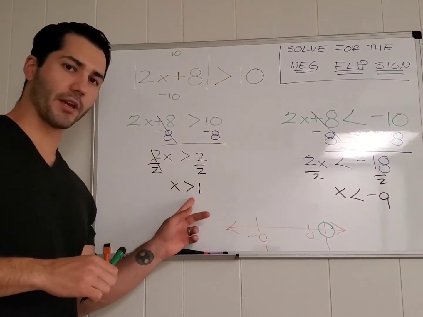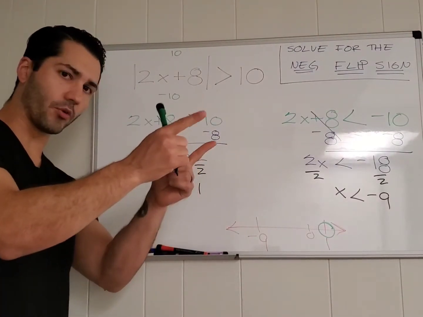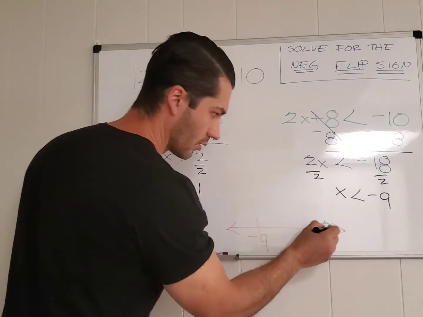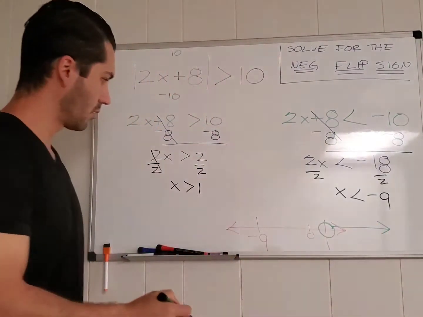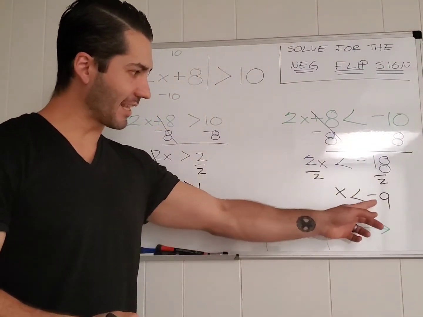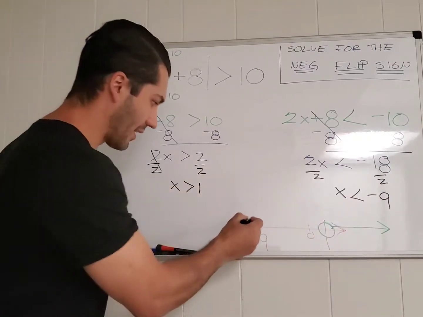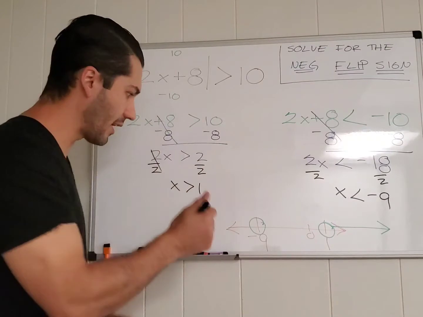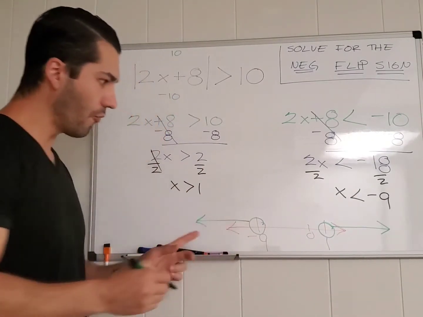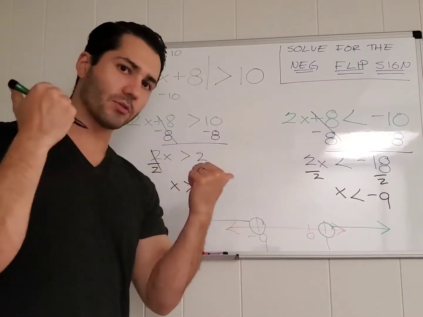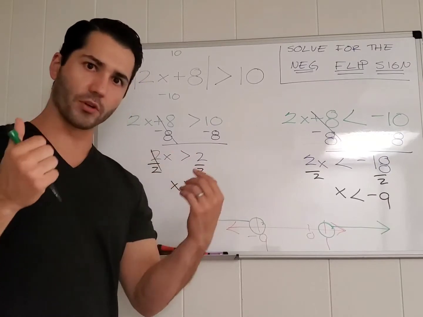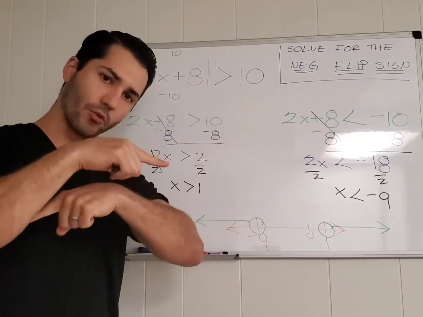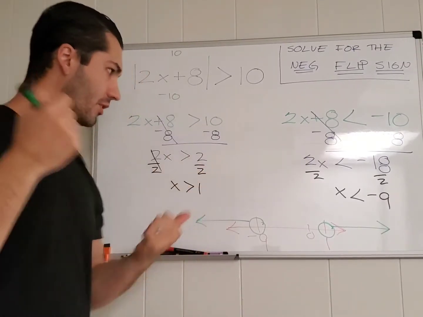X is greater than 1. Greater than, we go to the right. X is less than negative 9. So at negative 9, open circle. X is less than, goes to the left. And hopefully you see that it's going out, and that's an or statement. If you remember or statements, they go out. And statements go in, or statements go out, like boat oars.